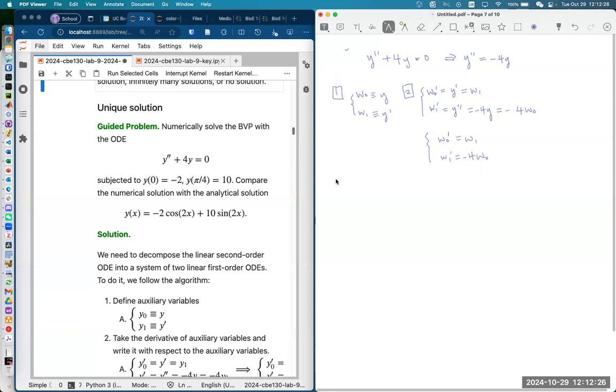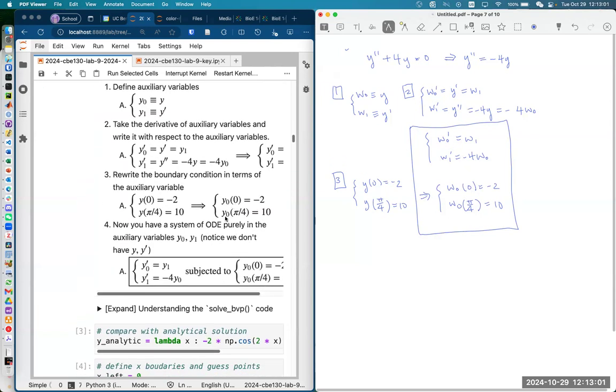Okay, and then we can rewrite the boundary conditions. The boundary conditions say that y of 0 is minus 2, and y of pi over 4 is equal to 10. Since y is defined as W0, we can rewrite it as W0 of 0 is minus 2, and W0 of pi over 4 is 10. And so this is our new system that we want to solve for in Python. Any question on this part?